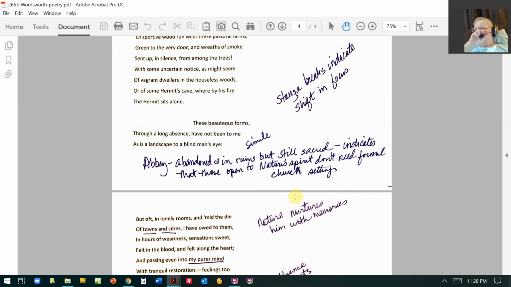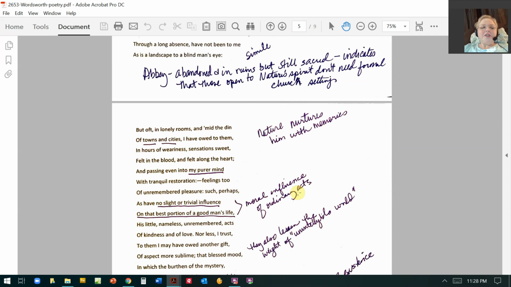He says that though it's been a long time since I've seen them, it's not been as is a landscape to a blind man's eye. So here we have something that's very similar to what we just got through reading in the previous poem. He says, but oft in lonely rooms and mid the din of towns and cities, I have owed to them in hours of weariness sensations sweet.